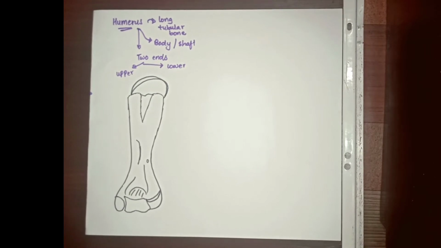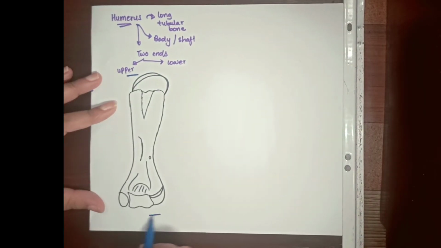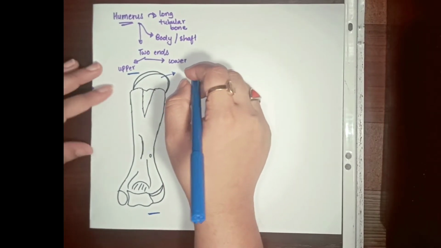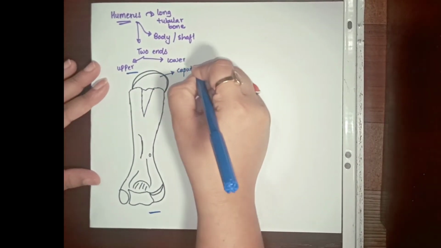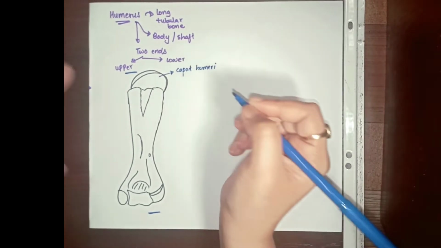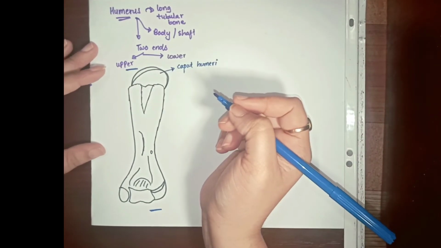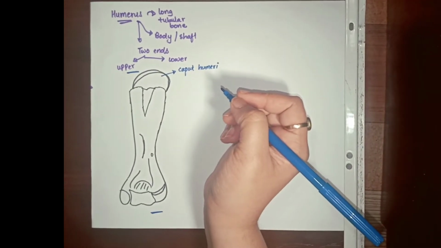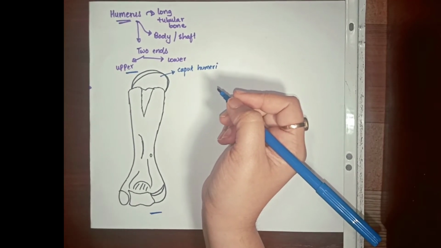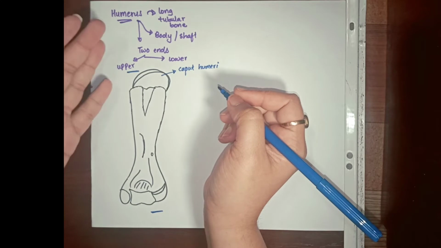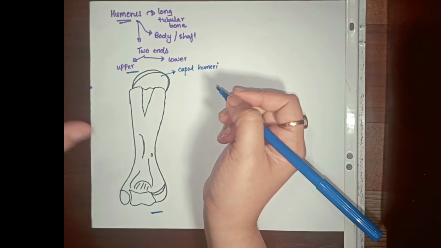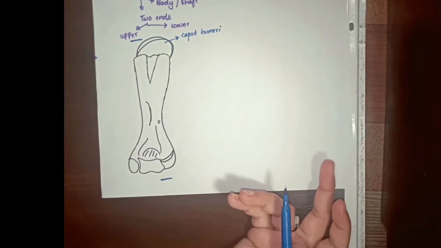Okay, so first thing, this is the superior part, or you can say upper part, and this one will be the inferior part. The superior part consists of the caput humeri, that is, the head of the humerus. How will you understand whether this is the superior or inferior part? It's easy. The round part, which is known as the caput humeri, or head of the humerus, is superior, and the small one is inferior.